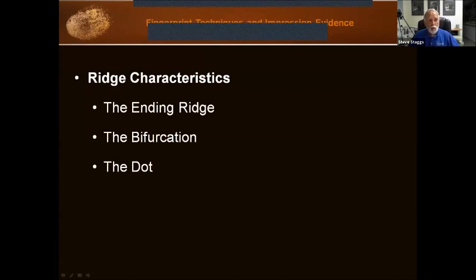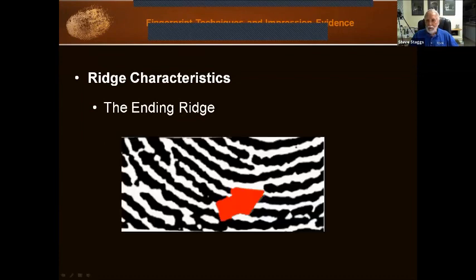Well, there are three main ridge characteristics that we need to be aware of: the ending ridge, the bifurcation, and the dot. So what are they? Let's look at the ending ridge. This is pretty much self-explanatory. It is the point at which a ridge ends. Now, a little over inking or under inking on the known print, or a little over or under development on the latent print, can slightly extend or shorten this point.